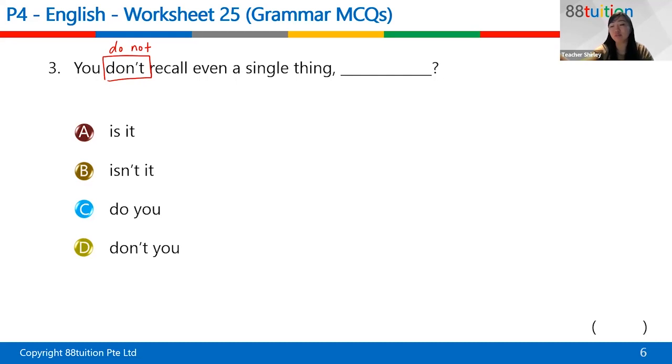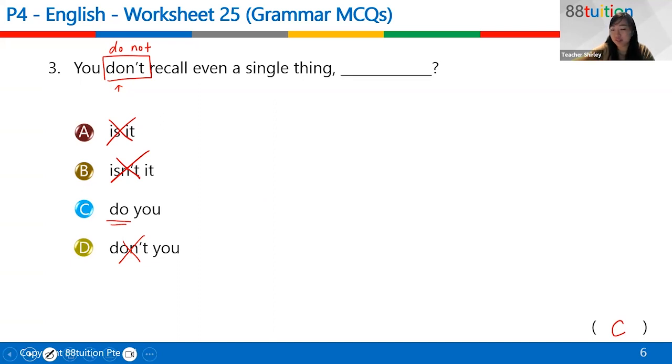Okay, don't, then of course the opposite is not isn't or aren't, because they are definitely not the answer, because it has to be the opposite of this. Yeah. So is it do or don't you? There's a don't already. So the opposite would be do you. Okay, so question tags have to be opposites, huh? Just remember that. Okay, so you don't recall a single thing, do you? Right? So that's the opposites. Any questions? Okay, everybody? Yeah?